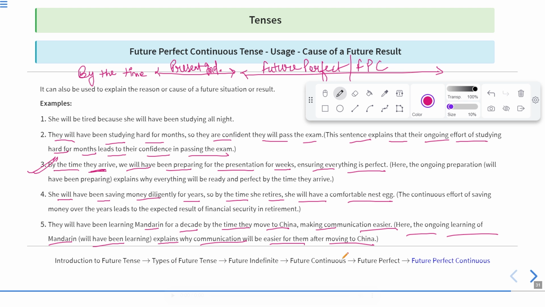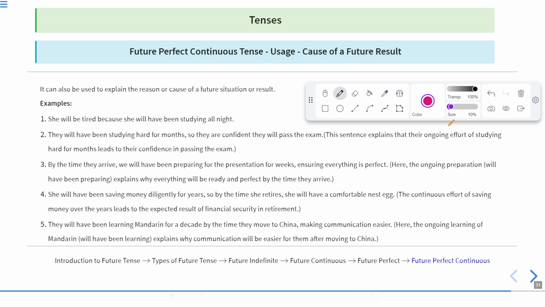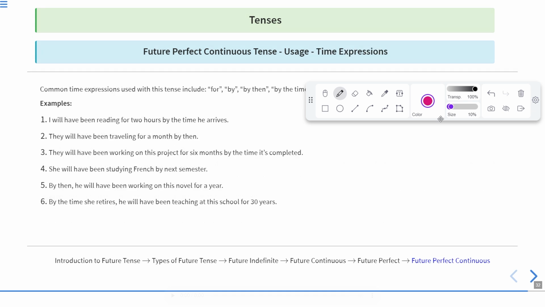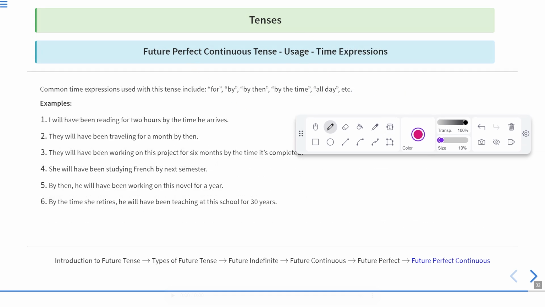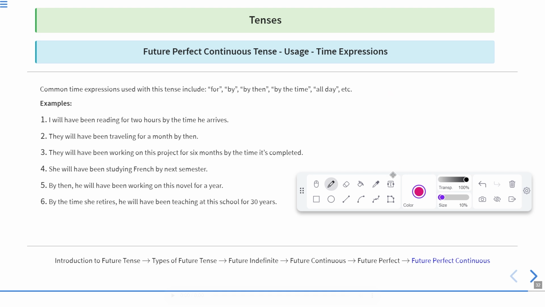Okay. So this is how we write future continuous tense, future perfect continuous tense, to show the cause of a future result. Okay. Now let us move to the next. Here, future perfect continuous tense can be used with these time expressions. And what are the time expressions? Let us see. Common time expressions used with this tense include for, by then, by the time, or they.